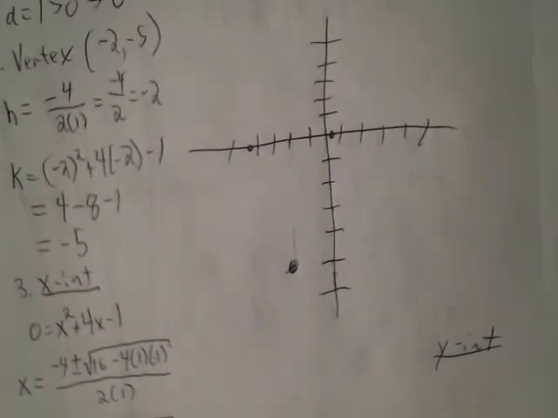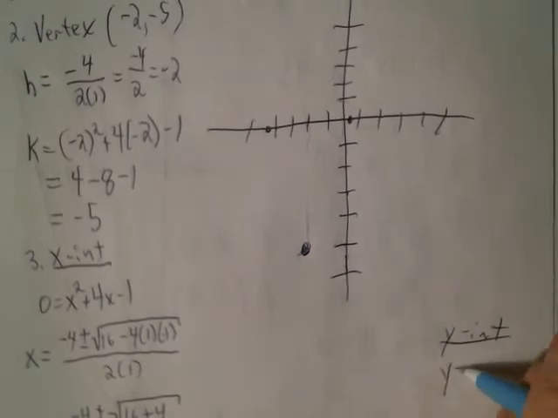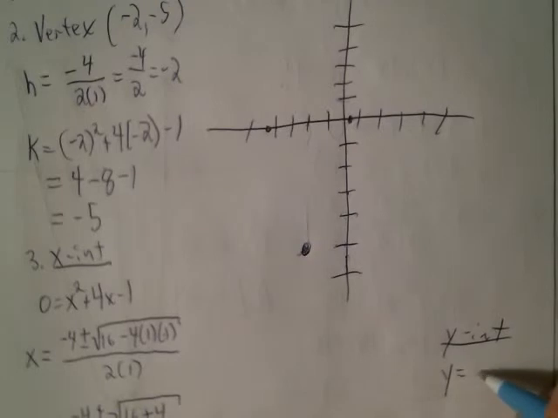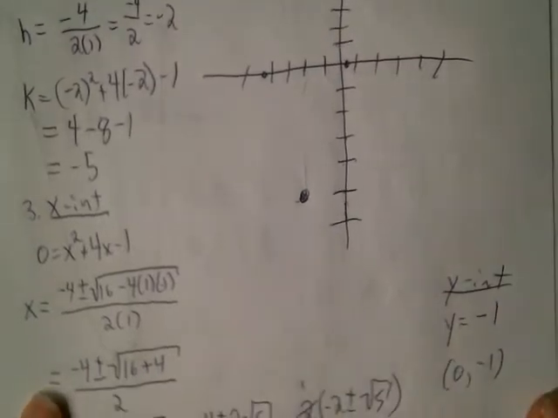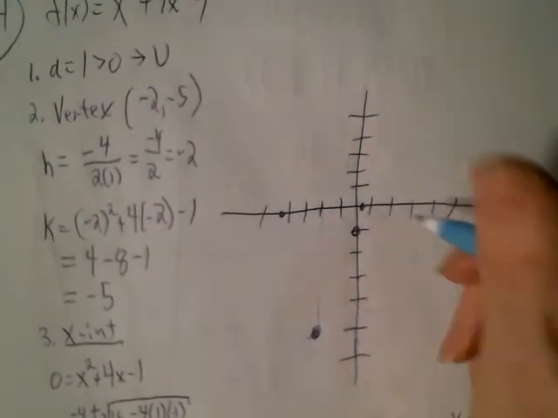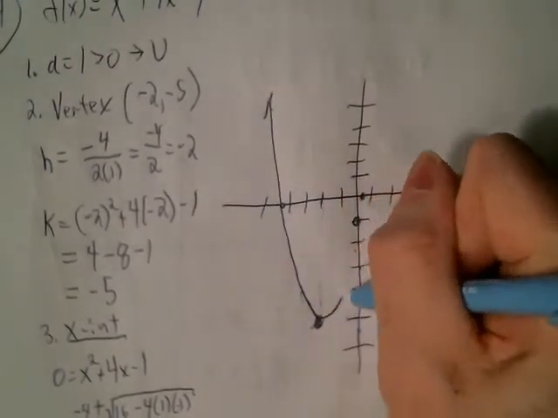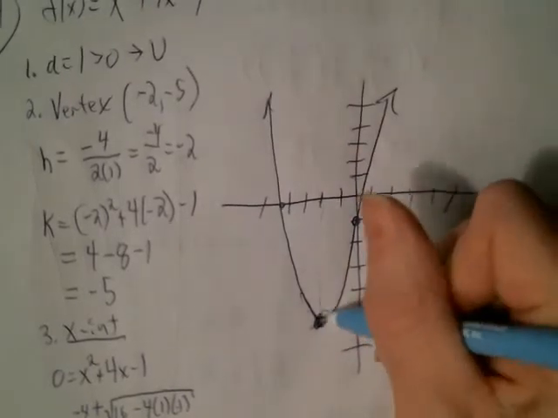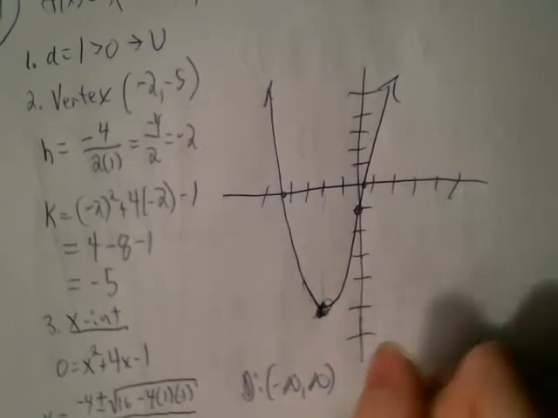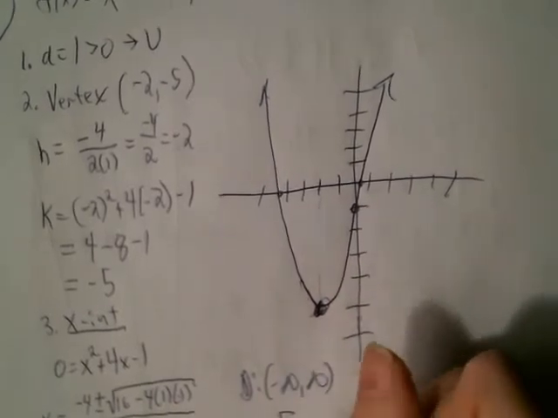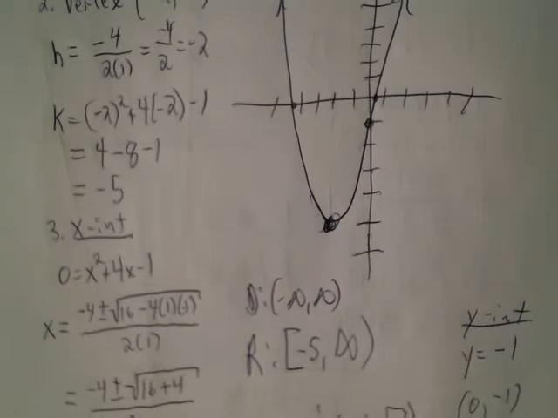The y-intercept will always just be the last number. So to find the y-intercept, you let x be 0, so y is 0 squared plus 4 times 0, which is 0, minus 1. So the y-intercept is 0, negative 1, which is just right here. Okay. Connect the dots, make it a smooth curve. And so our domain, as usual, is negative infinity to infinity, and our range, we start at the bottom this time at negative 5, and then you just keep going up and up and up. Okay, so to infinity.